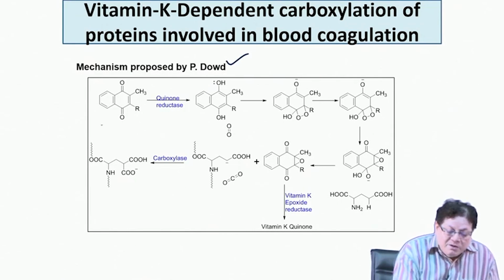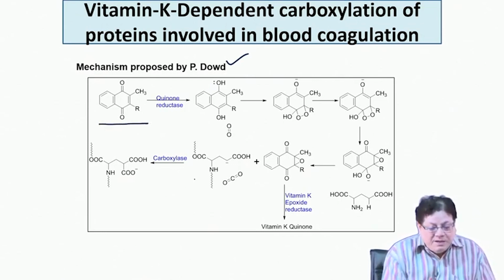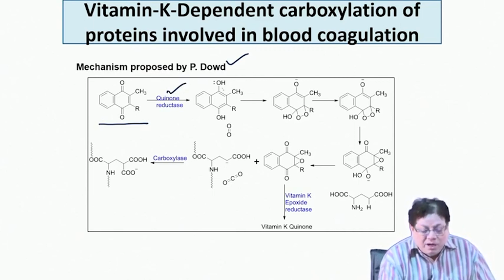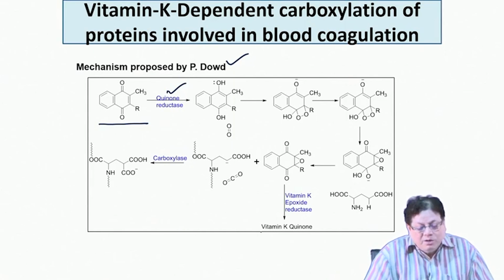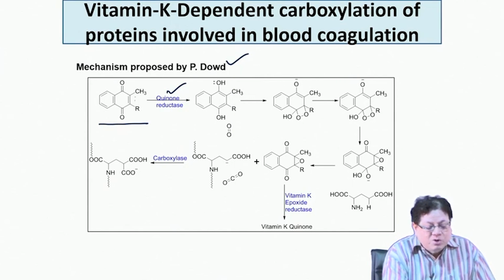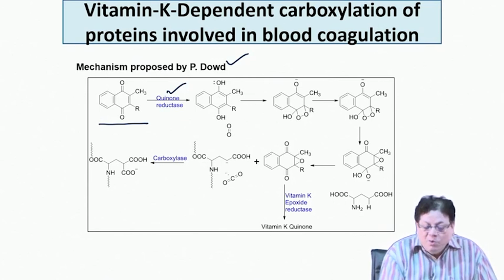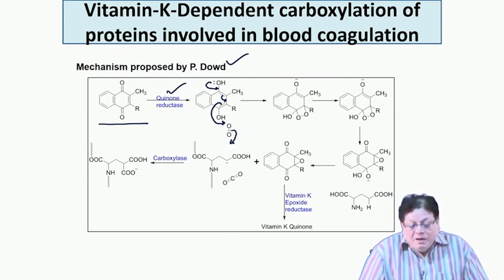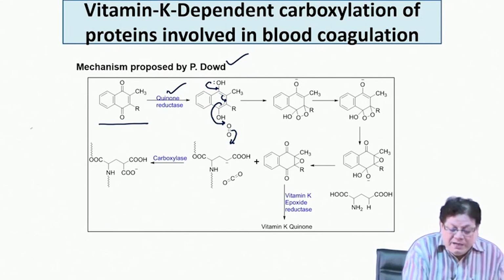What happens here? First, the quinone form of vitamin K, by an enzyme called quinone reductase, goes to the quinol state. Here this is an electron withdrawing system and this is the electron donor system. Now, this lone pair can come here and this goes here and that attacks the oxygen and this goes here. So, initially what you will get is this.